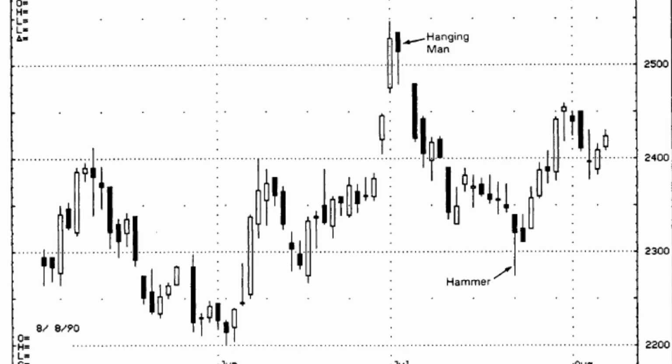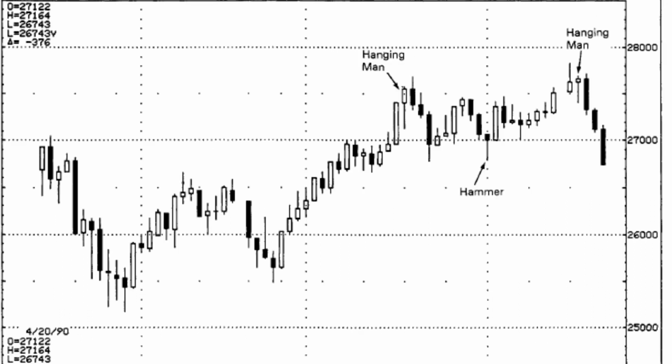This chart is an excellent example of how the same line can be bearish, as in the hanging man line on July 3rd, or bullish, the hammer on July 23rd. Although both the hanging man and hammer in this example have black bodies, the color of the real body is not of major importance. This chart shows another case of the dual nature of these lines. There is a bearish hanging man in mid-April that signaled the end of the rally, which had started with the bullish hammer on April 2nd.